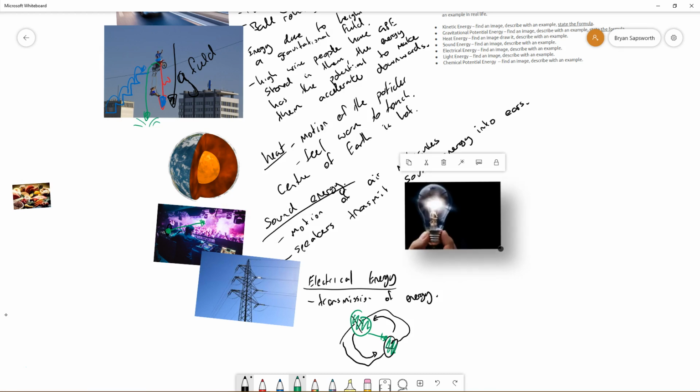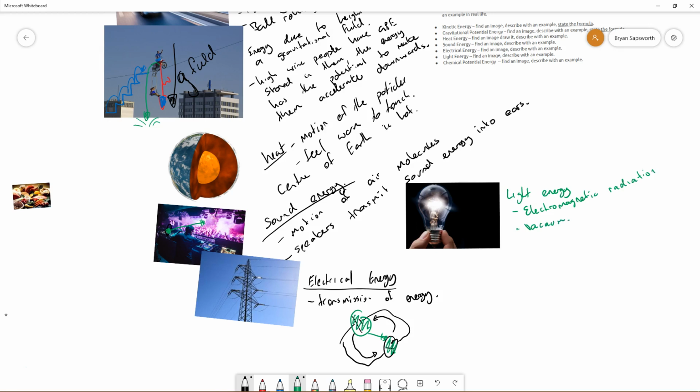Light. This is your electromagnetic radiation. This is one that can go through a vacuum, by the way. My everyday example is, you could say, a torch.